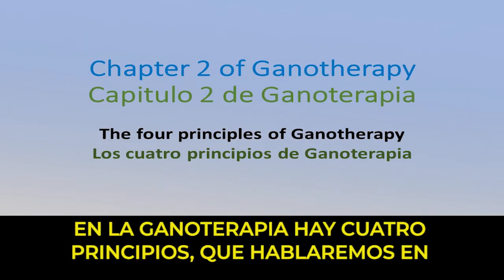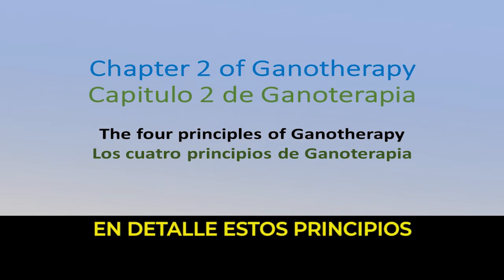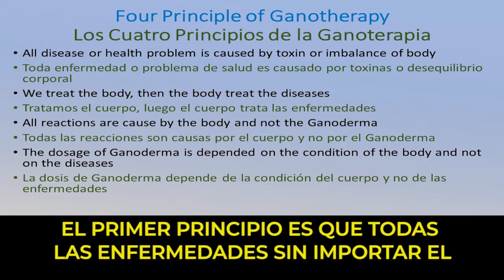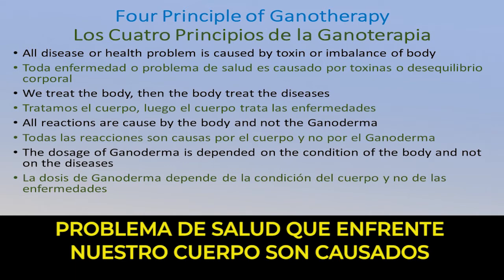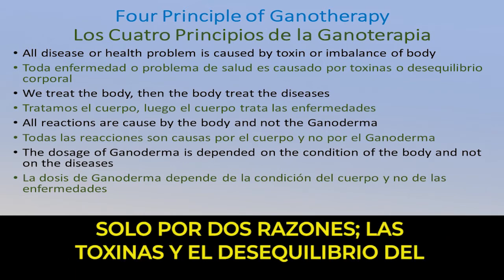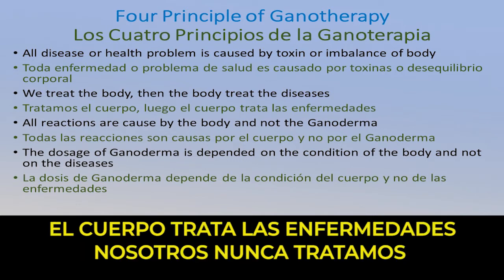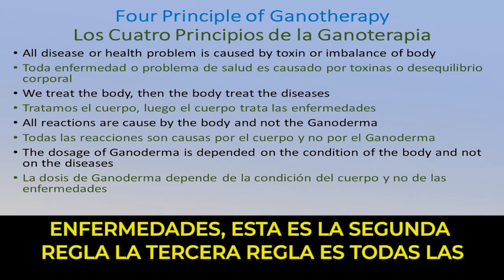Okay, in Ganoterapy, there are 4 principles. We are going to discuss in detail these 4 principles. The first principle is that all diseases or health problems, whatever the problem faced by our body, are caused by 2 causes only: the toxin and the imbalance of the body. Only 2 causes, okay? Secondly, we treat the body. Then the body treats the disease. We never treat disease. This is the second rule.